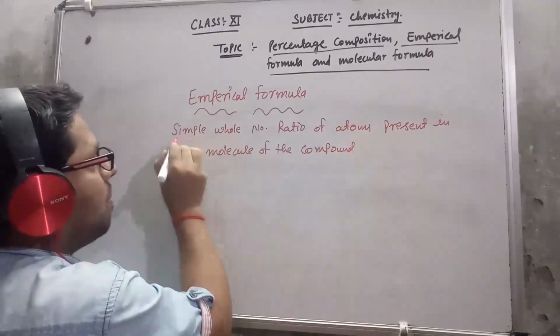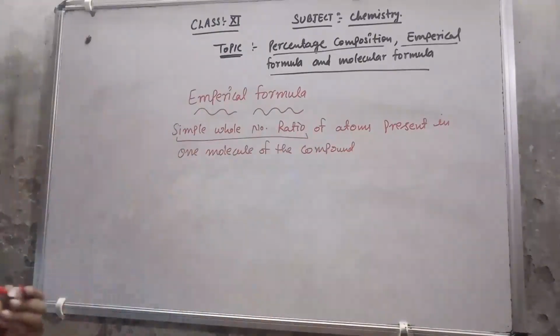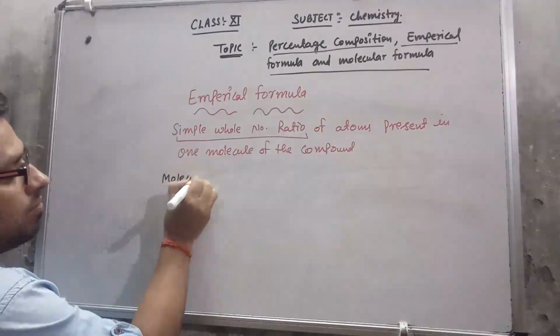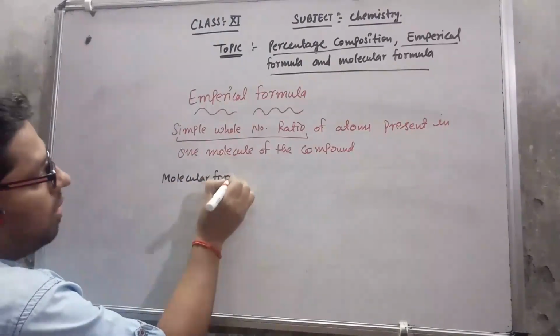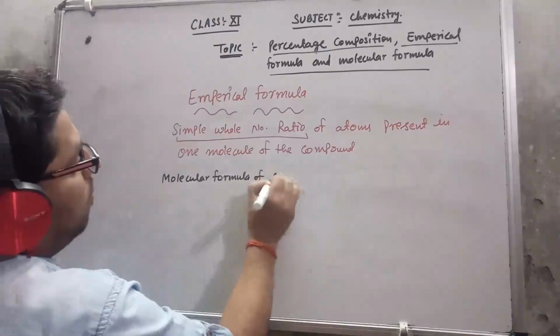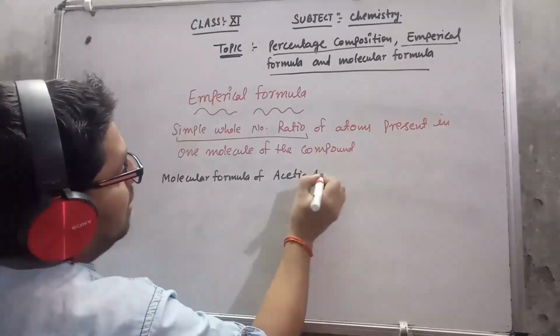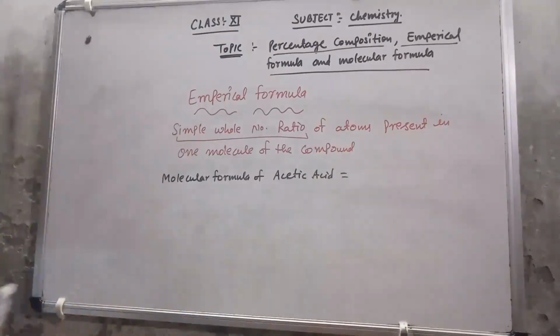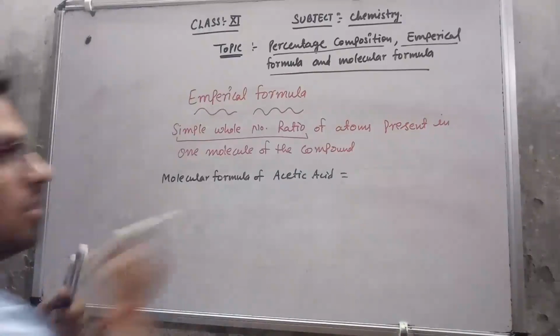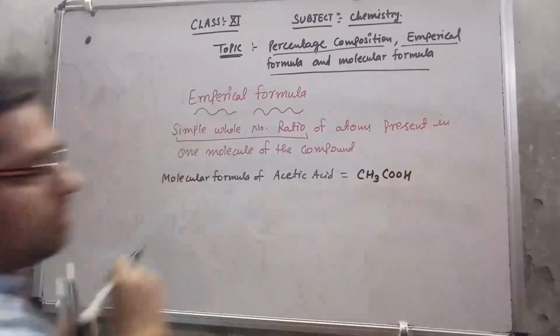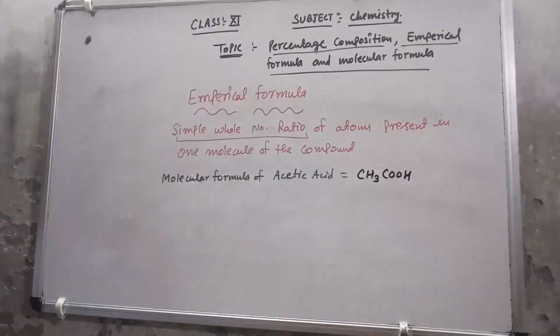The main point is their simple whole number ratio. This is the main point. Suppose I will discuss the molecular formula of acetic acid. Everyone knows the molecular formula of acetic acid. This is CH3COOH. If you want to find out the empirical formula, how do you find it?